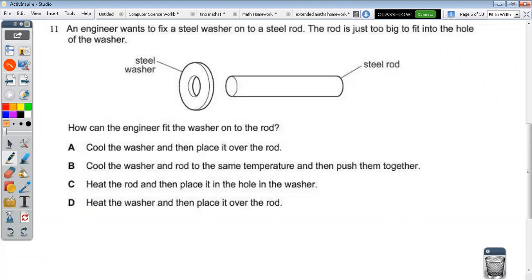So check your answers, Laura. You're saying D. Do you agree, Laura, with D? Karen, do you agree with D? Hit the washer. If you hit the washer, it expands and this hole what? Expands. And this hole widens, so that this can fit. Not difficult. Clear? If you hit the rod, this rod just simply expands and it won't fit in this. Clear?